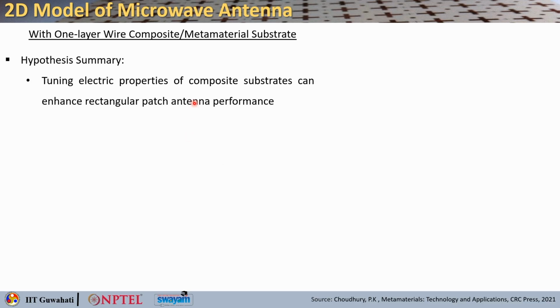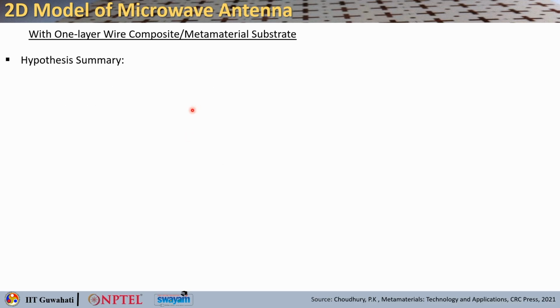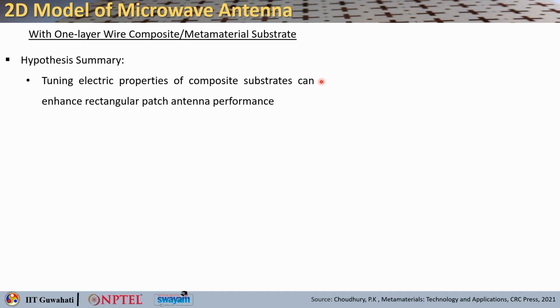So, now let us look into the design more carefully, which I have been showing you for a long time in this lecture. What is that one layer wire composite metamaterial substrate? That is basically the 2D model of the microwave antennas, we will see now. According to the hypothesis, tuning the electric properties of the composite substrates enables one to improve the performance of the rectangular patch antennas.